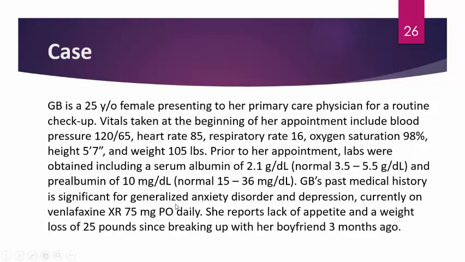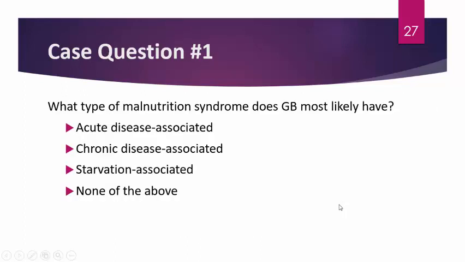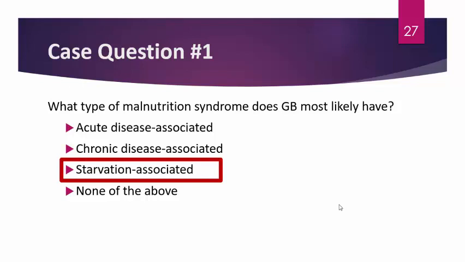Her GAD and depression may play a role in her weight loss. However, these disease states are not necessarily inflammatory disease states that would be considered an acute or chronic disease state-associated malnutrition syndrome. In order for there to be an acute or chronic disease state, they have to have some degree of inflammation to be considered one of these two types of malnutrition syndromes.